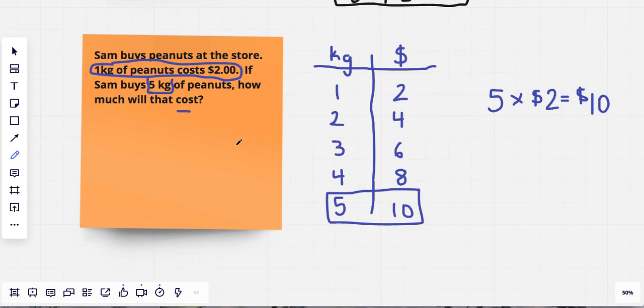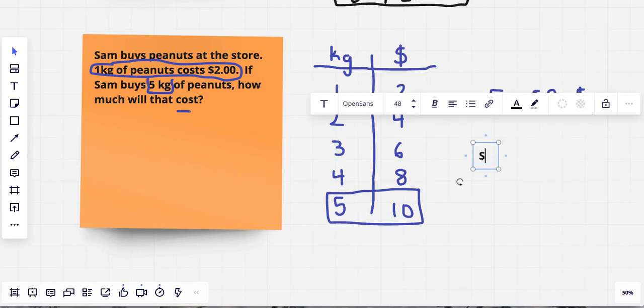All right. So in this problem here, there are multiple ways that we can solve it. A T-table is a really good strategy when you have two parts that are moving. If the number of kilograms are changing and the cost is changing, or in the problem above, the number of laps was changing and the amount of money earned was changing as well. So in our answer here, how much will that cost? 5 kilograms of peanuts will cost Sam $10.